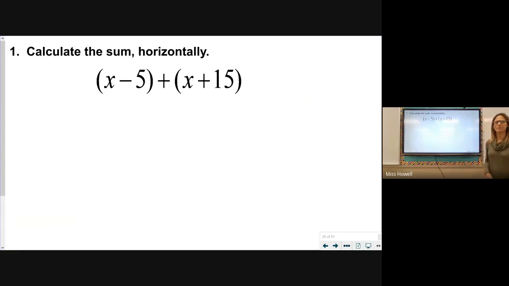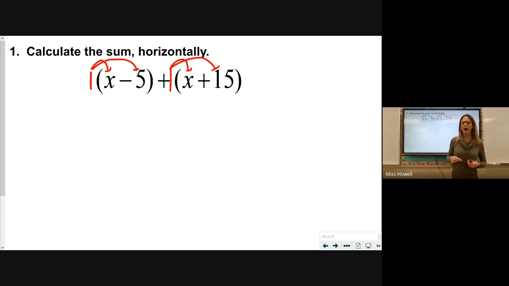All right, so we have the linear binomial x minus 5, and we're adding to it the linear binomial x plus 15. Again, there's nothing on the outside here, so we want to think, when we say add them up horizontally, it's the same as if we just said simplify here. So we're going to put a 1 here that's going to get distributed to x and minus 5, and we're going to put a 1 here that's going to get distributed to x and 15.